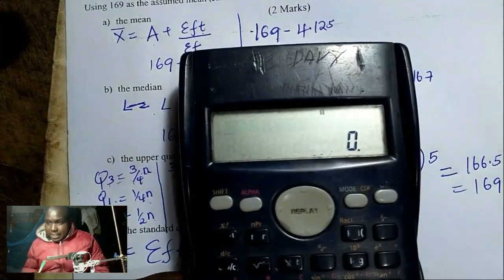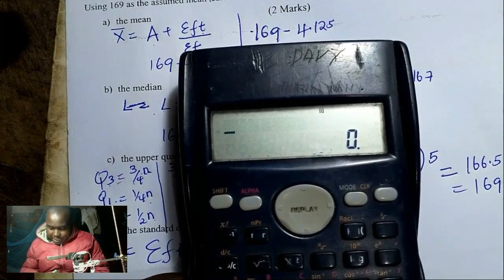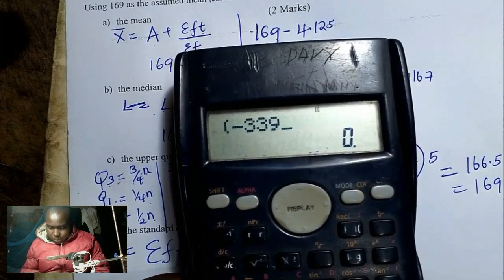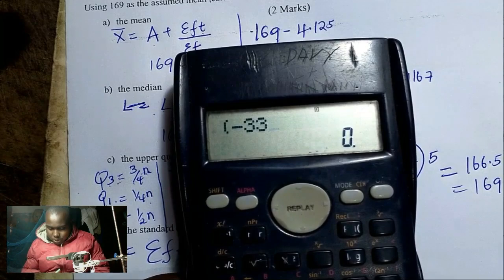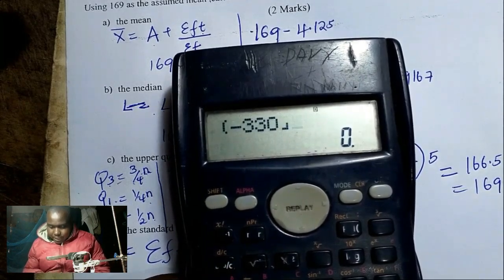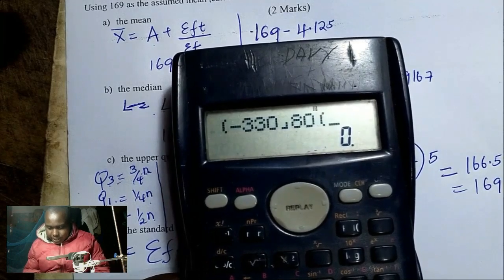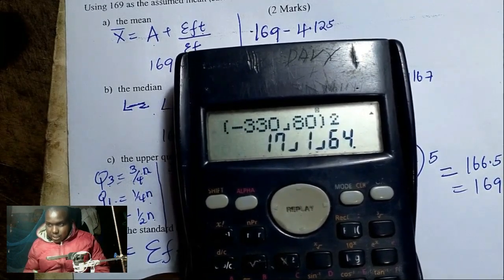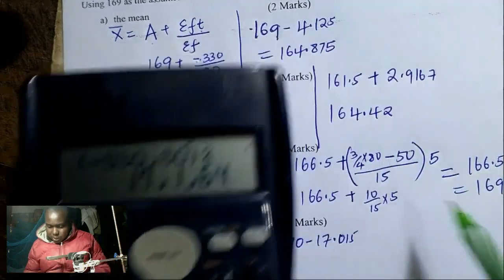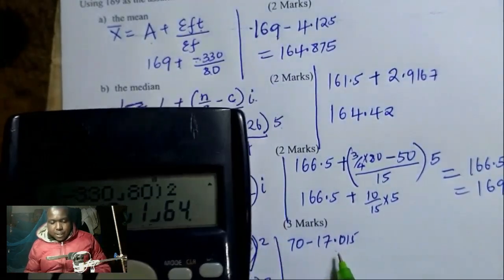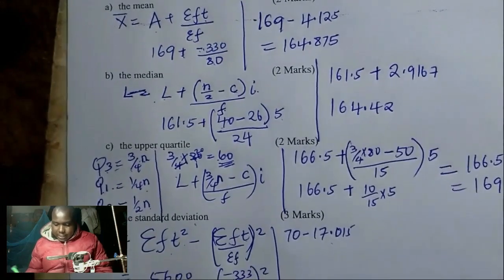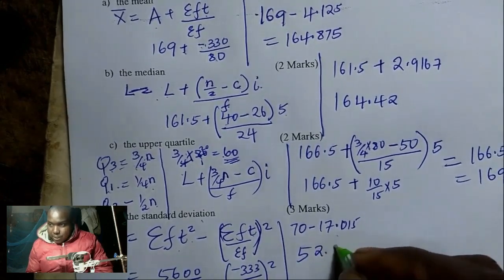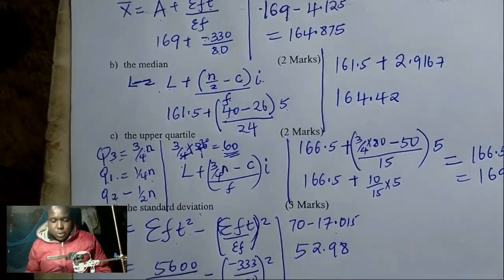You simply need to press your calculator. You see this one is negative. You just put it like this. Negative. You open the bracket. Negative 330 over 80. You close the bracket, then square. You get 17 point this. That's why we have decimals here. So just put it like that. And this one is going to be 52.98. So the variance is 52 point that.